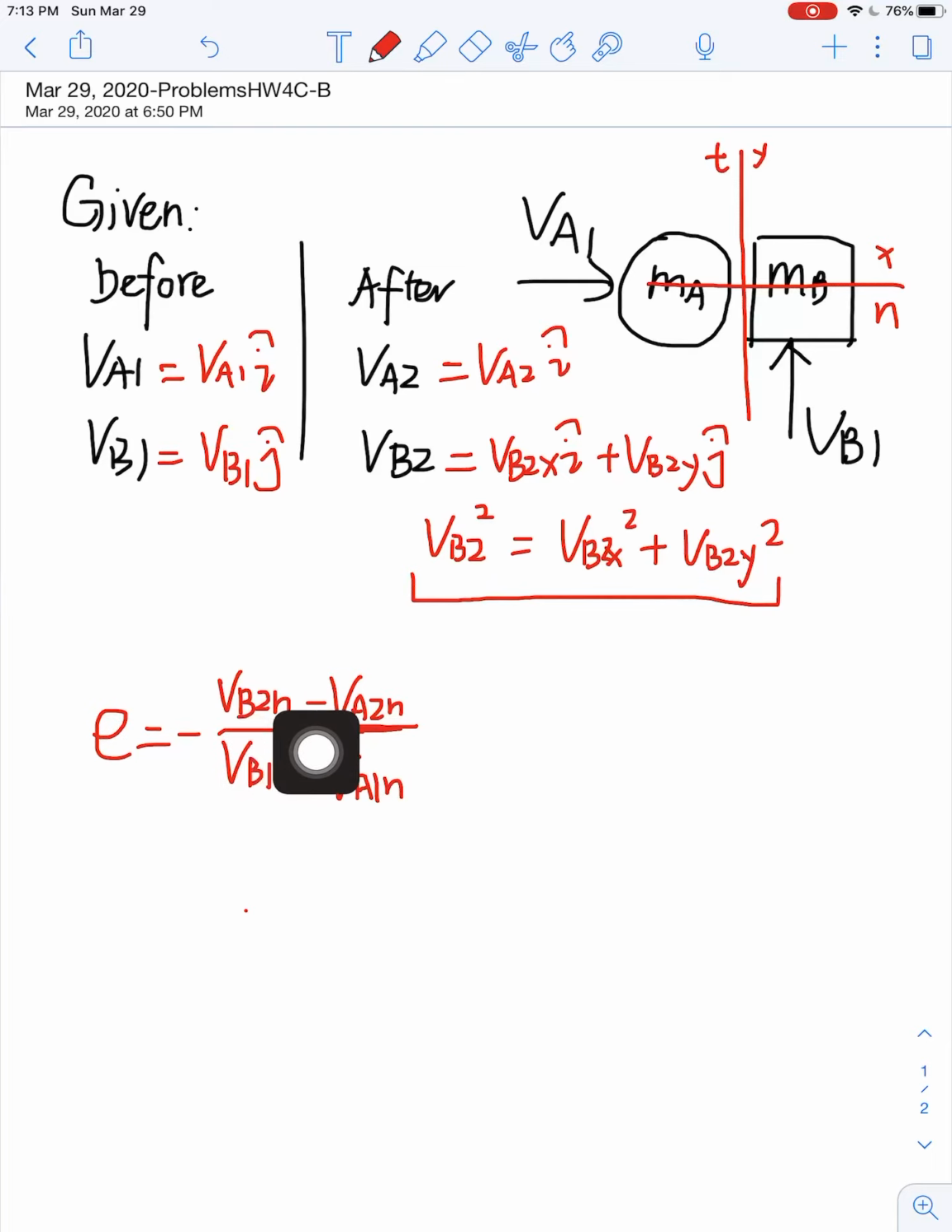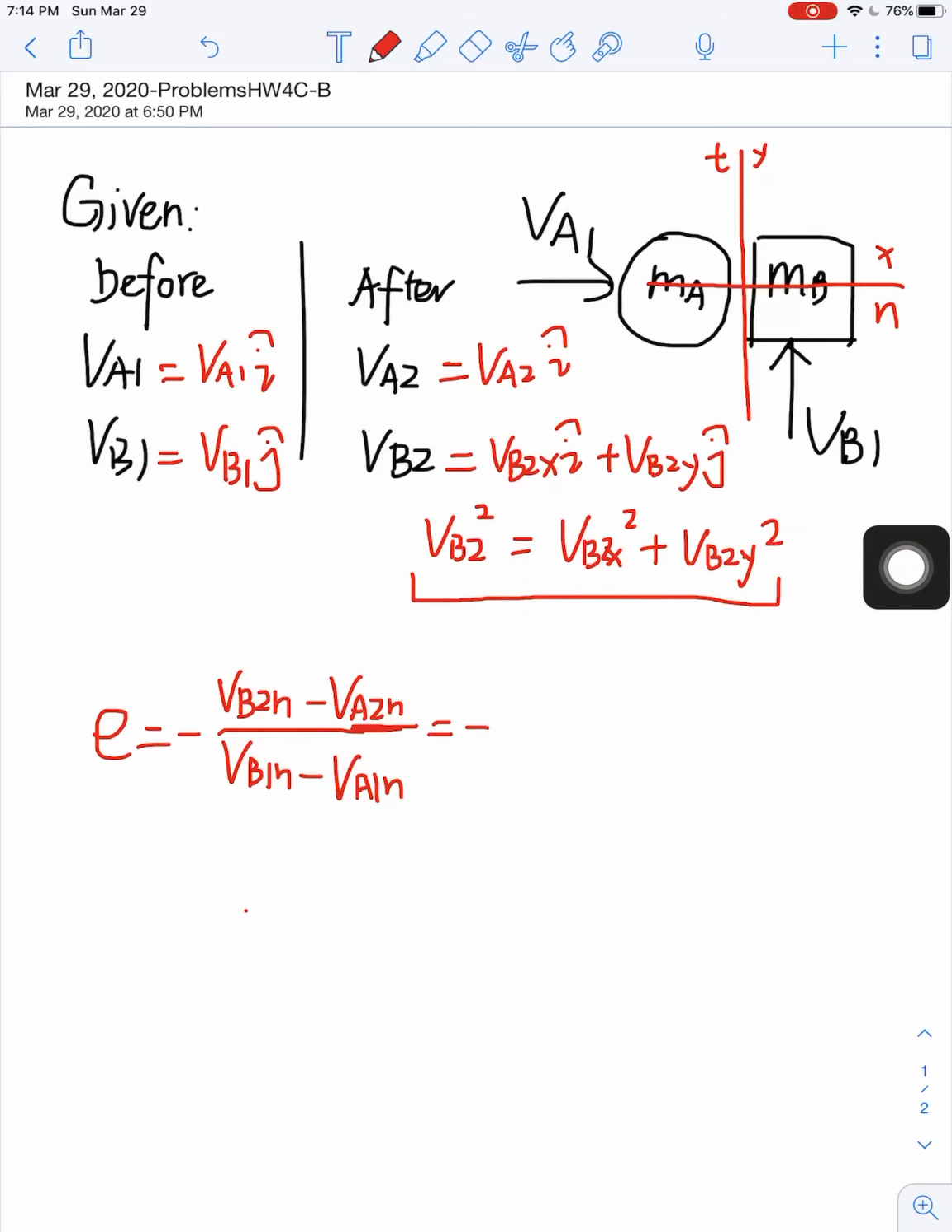And if you look closely, all the v's inside this equation are only in the n direction. In our case, that is our x direction. So that tells you if you want to solve for this coefficient, you can only use the velocity in the i direction in those given conditions.